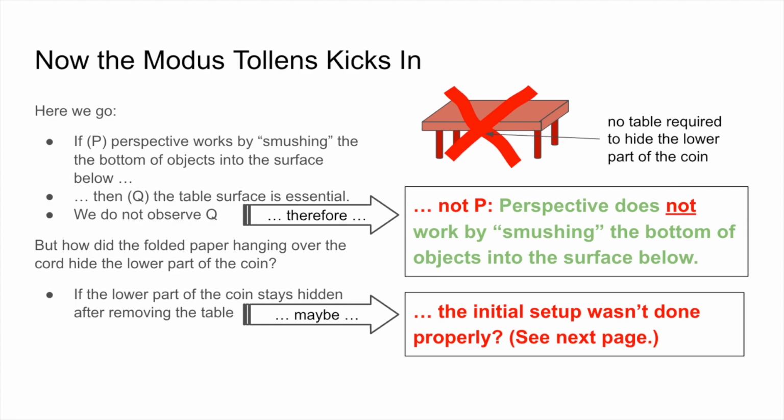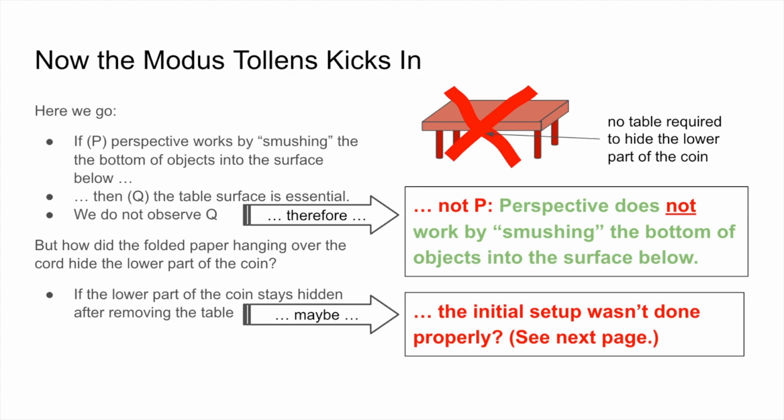Now the modus tollens kicks in. Here we go. If P, perspective works by smushing the bottom of objects into the surface below, then Q, the table surface, is essential. We do not observe Q, therefore not P. Perspective does not work by smushing the bottom of objects into the surface below. No table is required to hide the lower part of the coin.